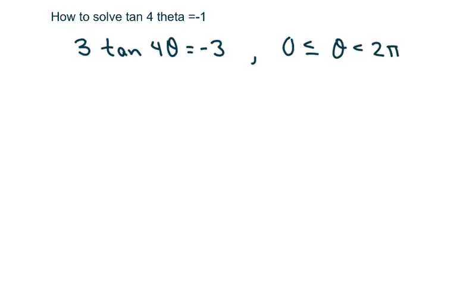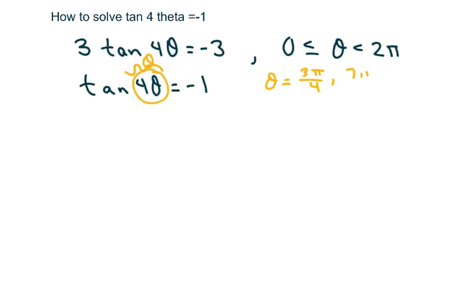So the first thing I'm going to do is divide both sides by 3, and I get tan of 4 theta equals -1. What I'm going to do is solve for theta. If this were theta, then my theta would be, tan is -1 at 3 pi over 4 and 7 pi over 4.